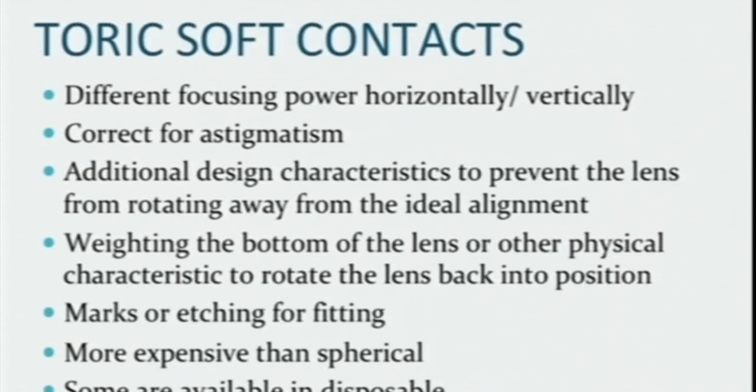And next, coming to toric soft lenses, a different focusing power at the vertical and horizontal meridian is present in this, which corrects astigmatism. Additional design characteristics prevent the lens from rotating away from the required alignment. And there are some markings also in this.